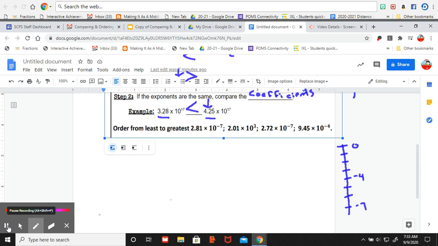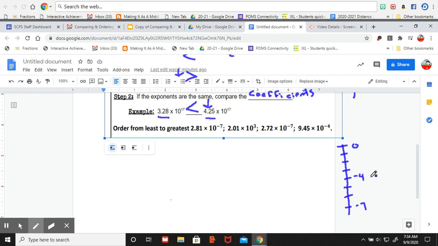So let's take 4 values and let's order them, in this case, from least to greatest. So pause the video for a minute and write down these 4 values. What I'm looking at here, first of all, is my exponents. So I see that I have some negative exponents. So I stopped and I made a number line. Here's my 0, or I can pretend that's me, and I'm looking down at -4 and -7. You can see that -7 is furthest away or smaller than -4.